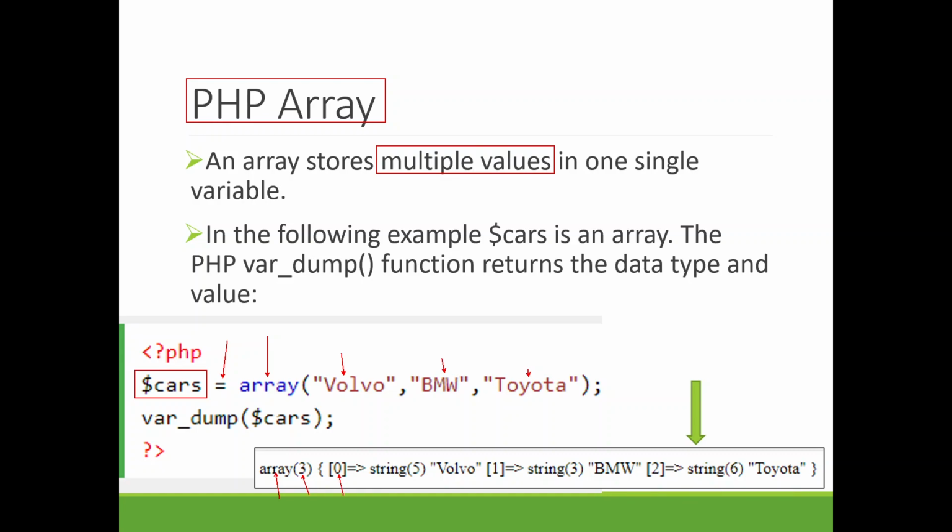The first position in an array is position 0. In this position, we've stored a string. It has 5 characters, and this is the value, Volvo. The second position is this one, position 1. It is a string. It has 3 characters, BMW. Third position, string 6, Toyota. So that is what we call an array.